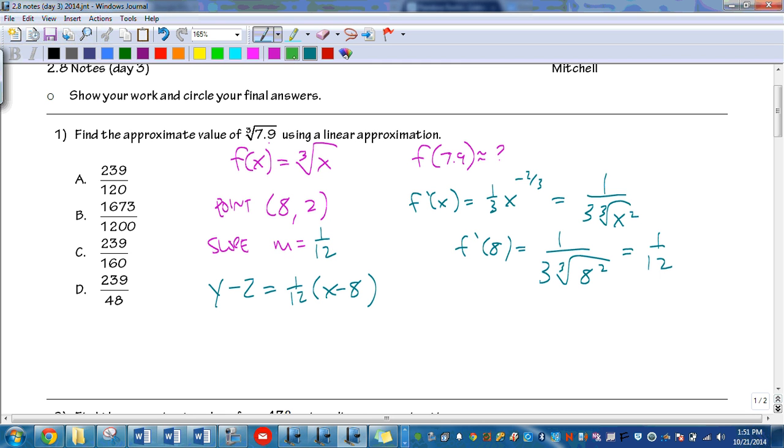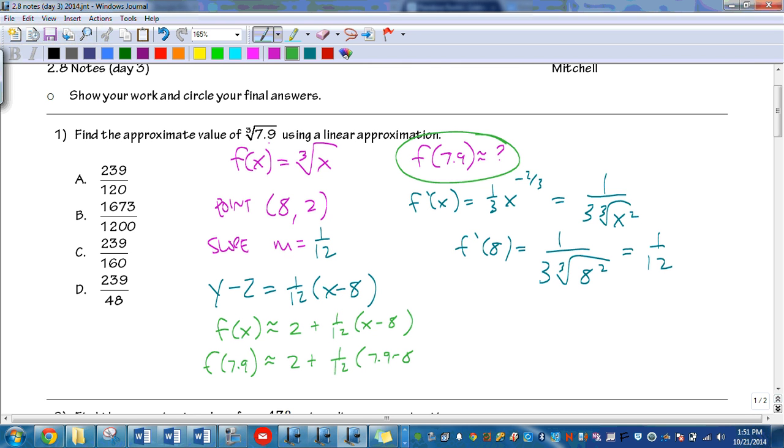And our linear approximation then would be f of x is approximately equal to, if we add the 2 over here, 2 plus 1/12 times x minus 8. And we're trying to approximate f of 7.9, so f of 7.9 is approximately 2 plus 1/12 times 7.9 minus 8. So 7.9 minus 8, we're getting negative 0.1, or we can think of that as negative 1/10.